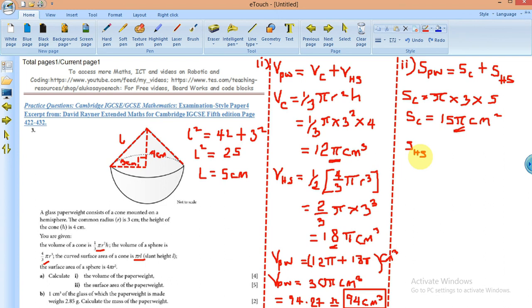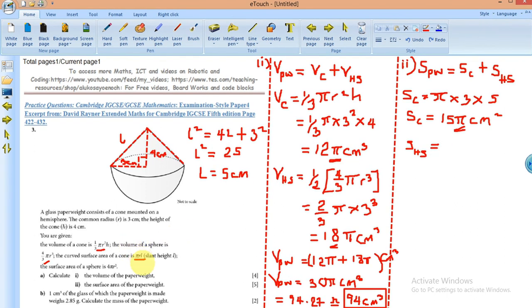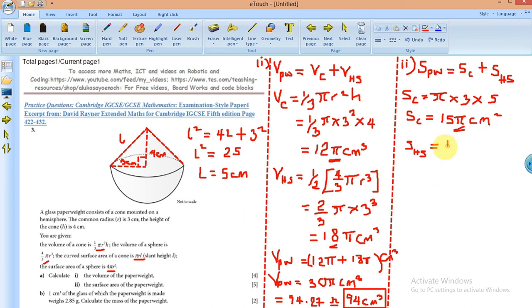Okay guys, so the next is to find the surface area of hemisphere, and don't forget that we have the surface area of sphere already. Now surface area of sphere is 4 pi r squared, so hemisphere is half of it, so that is half into 4 pi r squared. So that is 2 pi r squared, right?